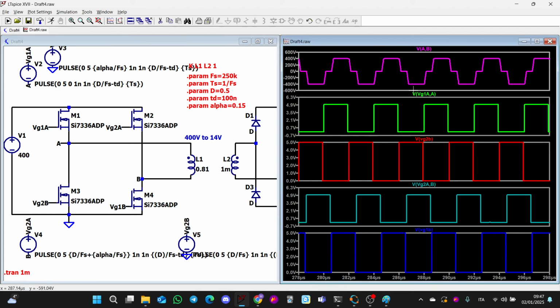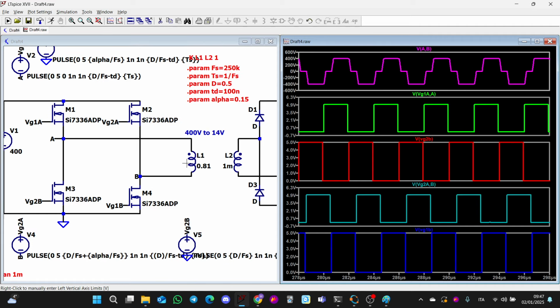Okay. So for me, this is the simulation of a phase shift full bridge. I hope that you did enjoy it.